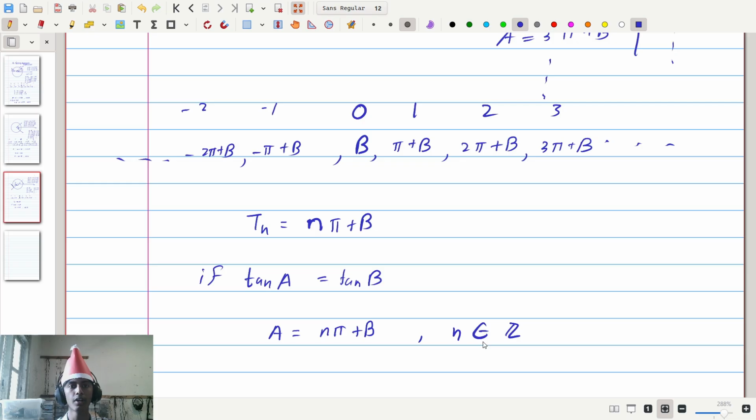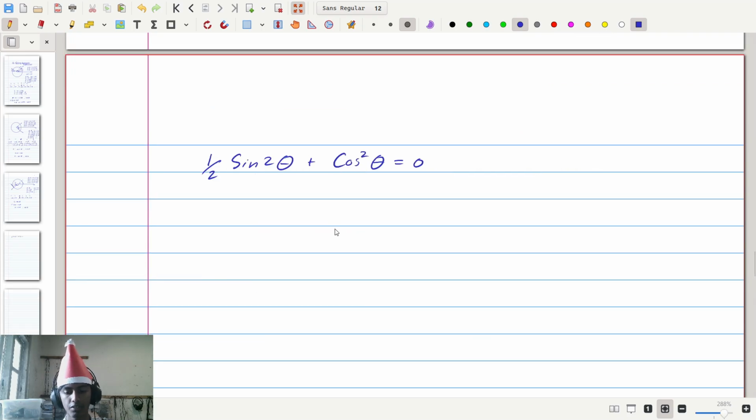So we're going to do some other exercises in order to see how we can use these identities regarding tan A equals tan B, sin A equals sin B, and cos A equals cos B to find the solutions of these kinds of trigonometric equations. So let's go. Let's try and solve this first equation here.